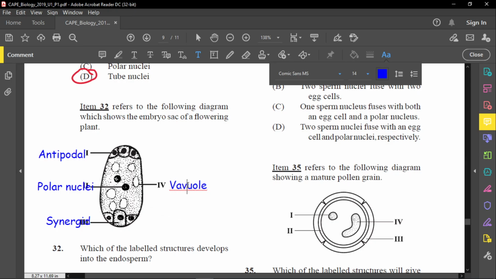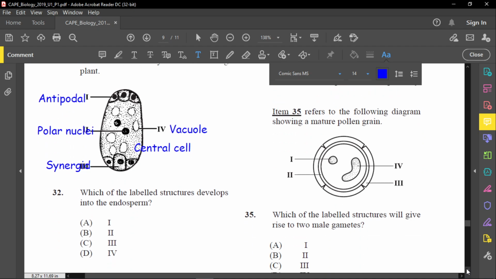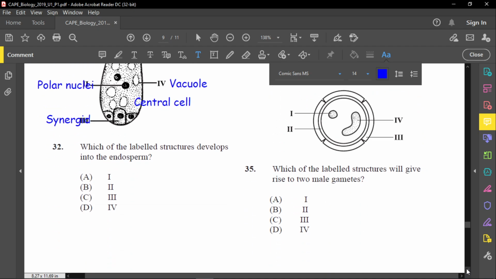And right here, that is not labeled, there's no line here. This is the central cell. So this is where you find the central cell. Great. You can check out my video or lesson on pollen grains, which will help you with the pollen grain itself, just some basic stuff generally. All right, question number 32. It says, which of the labeled structures develops into the endosperm?